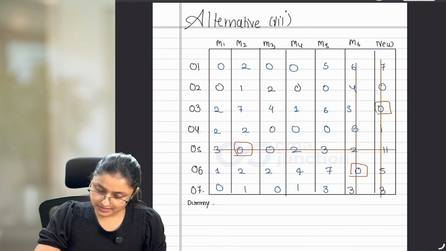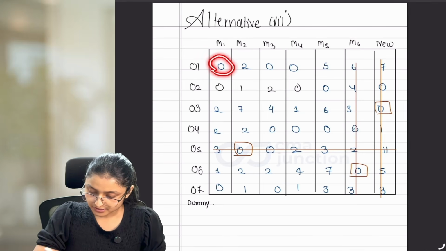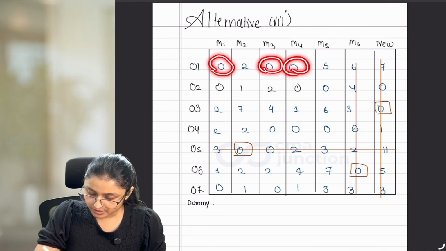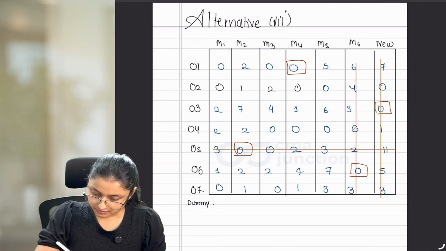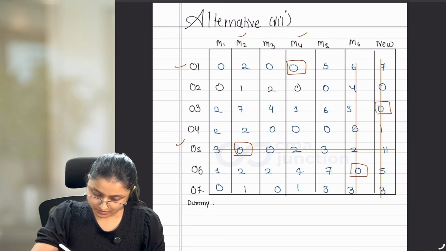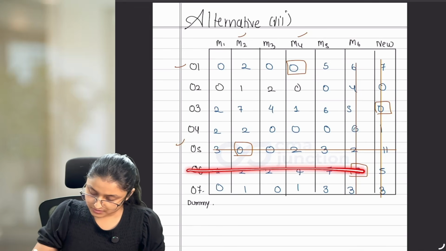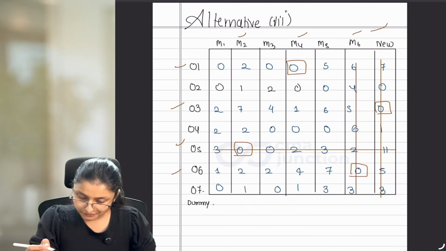Now, after this, in the first alternative I selected this. In the second I selected this. In the third I am selecting this one. And if I select this, then first and M4 is done. Already done ones are 5 and M2. Next, 6 and M6. Next, 3 and new. Okay?